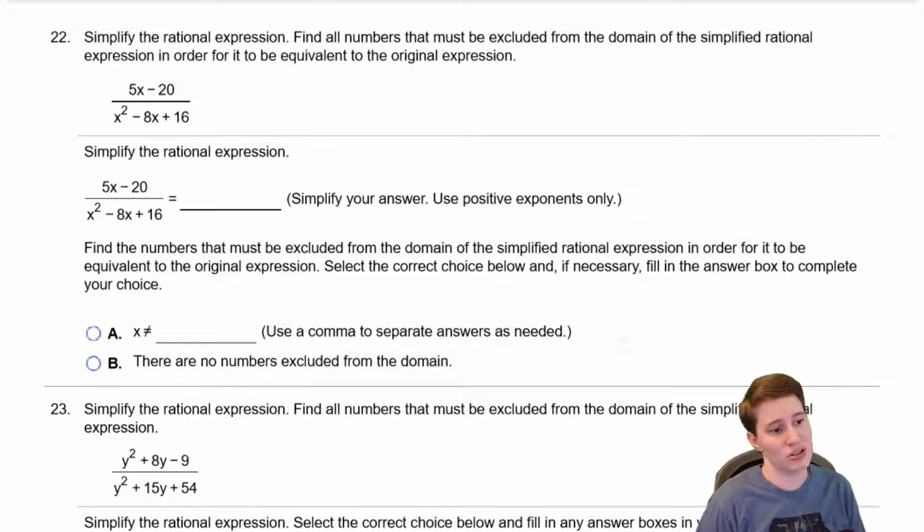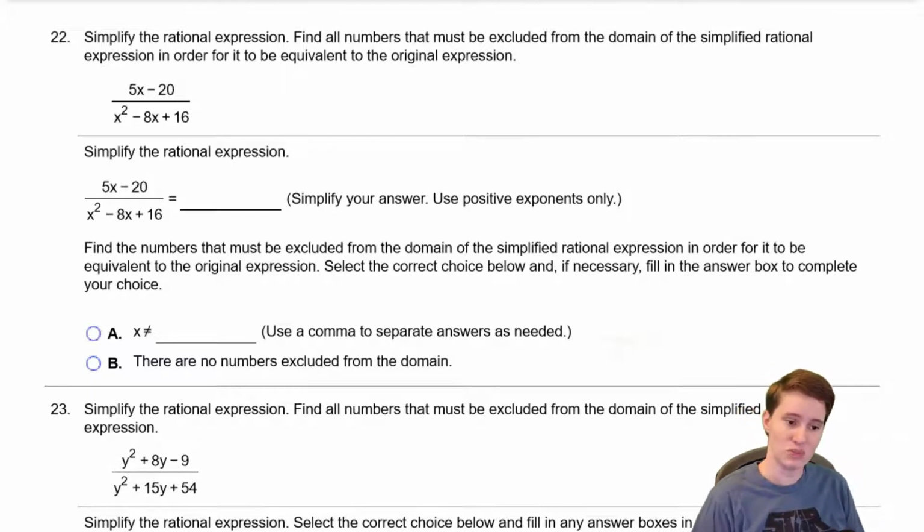So on 22 here, I'm going to simplify the rational expression, and then it also wants us to find all the numbers that must be excluded from the domain of the simplified rational expression in order for it to be equivalent to the original expression. So what happens here is if we factor this on top and bottom, we will get an idea of where the top could equal 0 and where the bottom could equal 0 really easily.